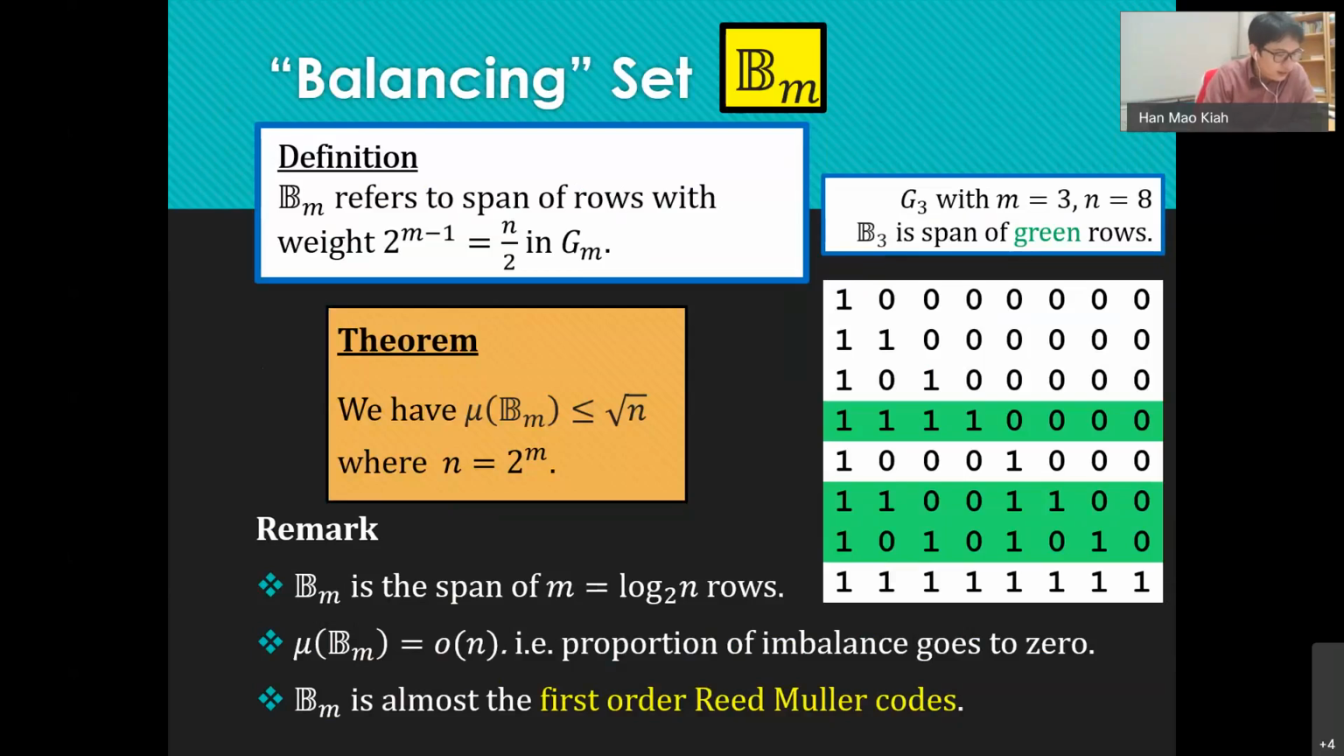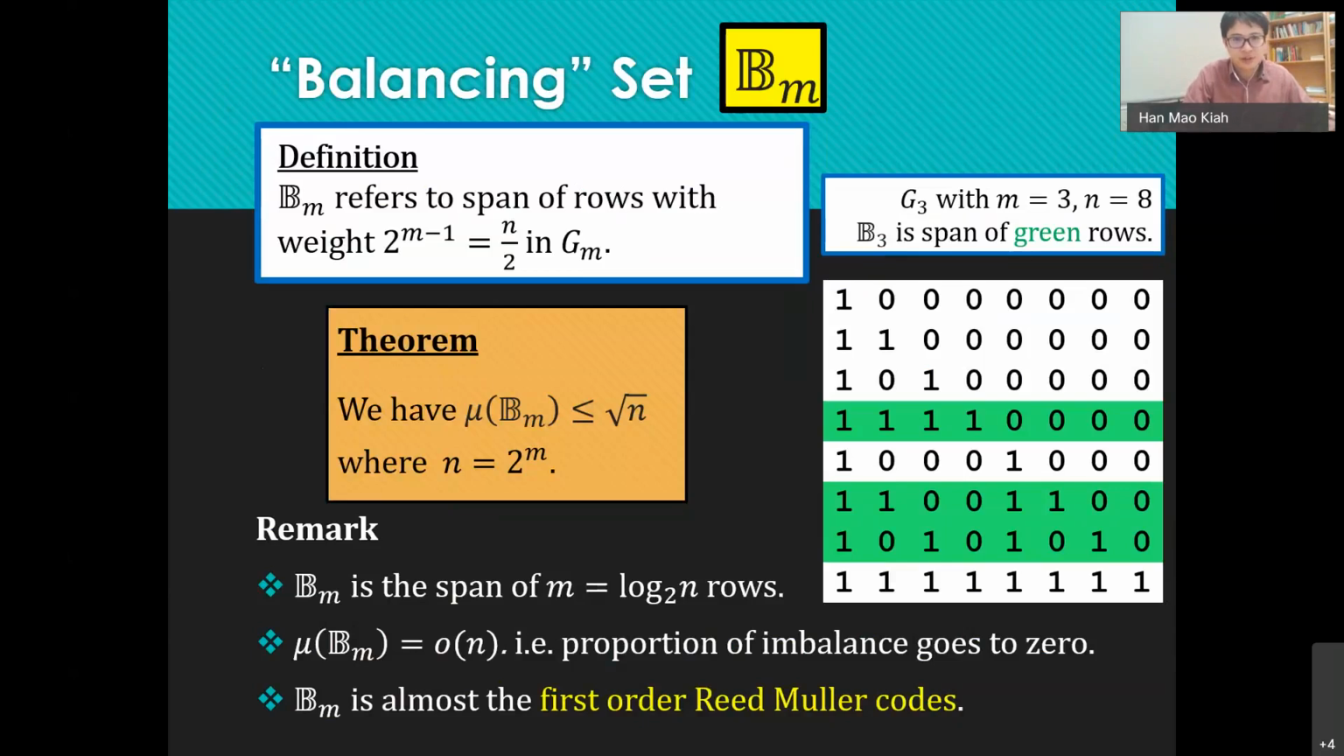Finally, for many coding theorists out there, you will notice that the rows I've chosen are closely related to the famous Reed-Muller codes. And indeed, if I include this last row over here, the all-one vector, together with the green rows, this will actually be the first order Reed-Muller code.